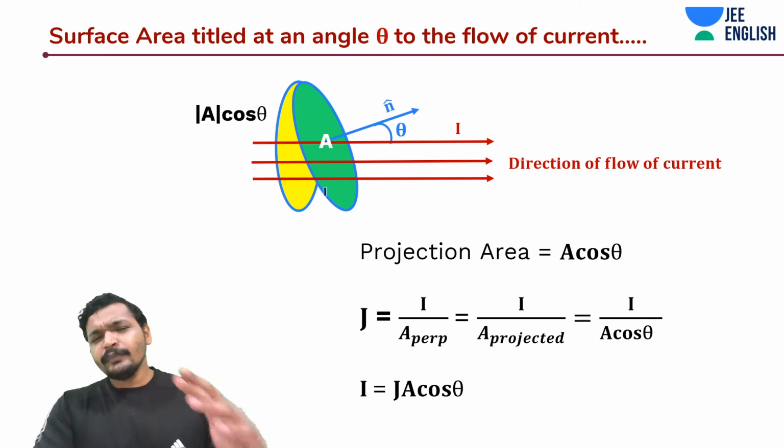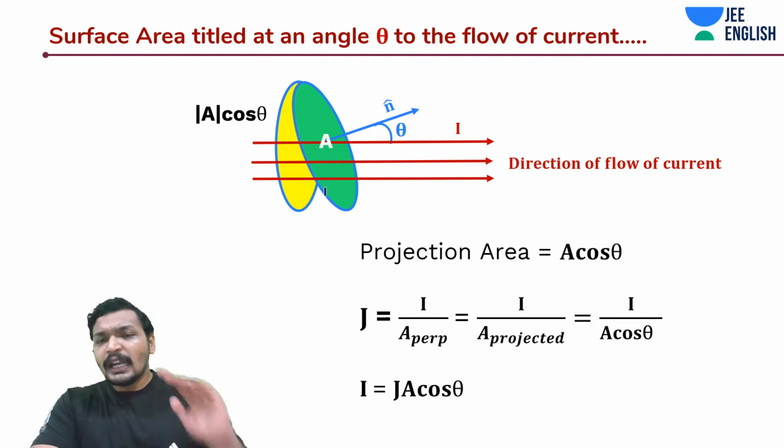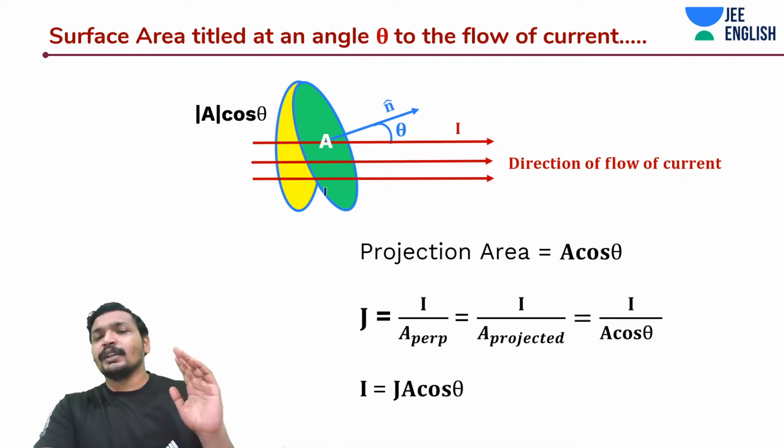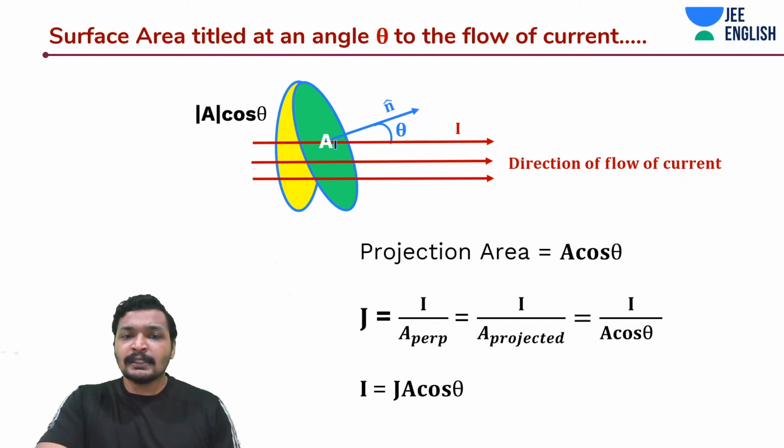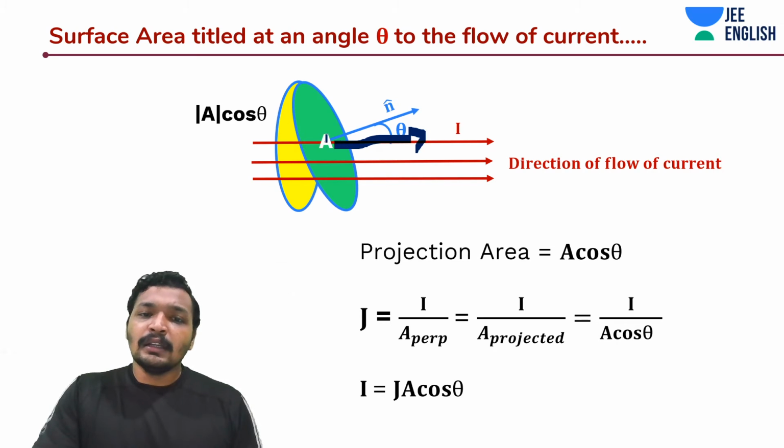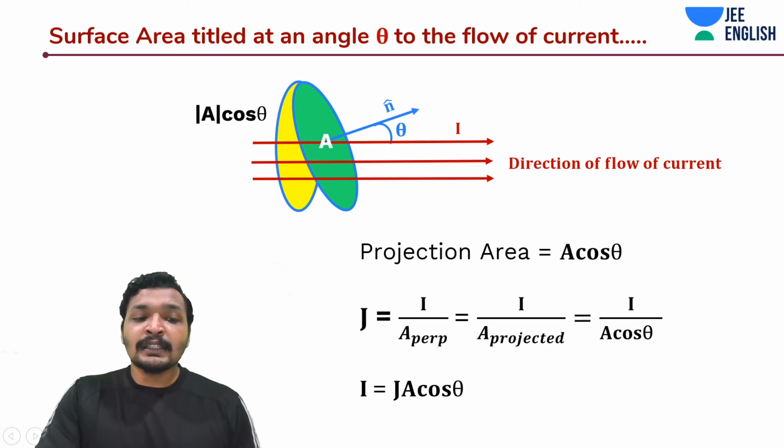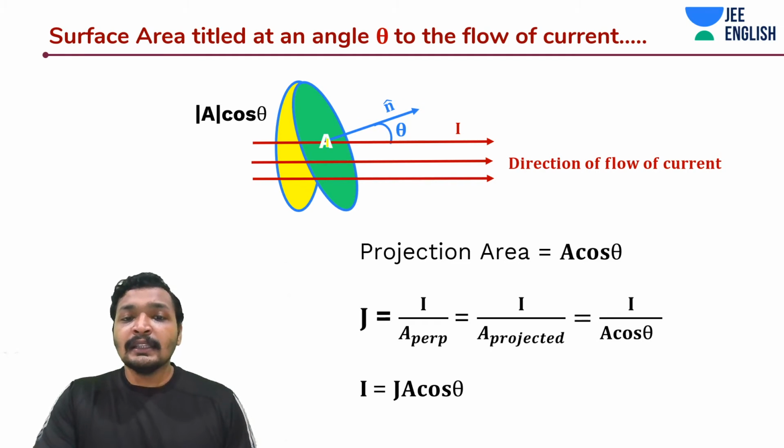Okay. So there is a simple way of doing it. Take the projected area. Okay. Understand this concept. The current is flowing in this direction. That means there is an angle with the area. Okay, guys. If the current is flowing in this direction, then there is an angle with the surface area.